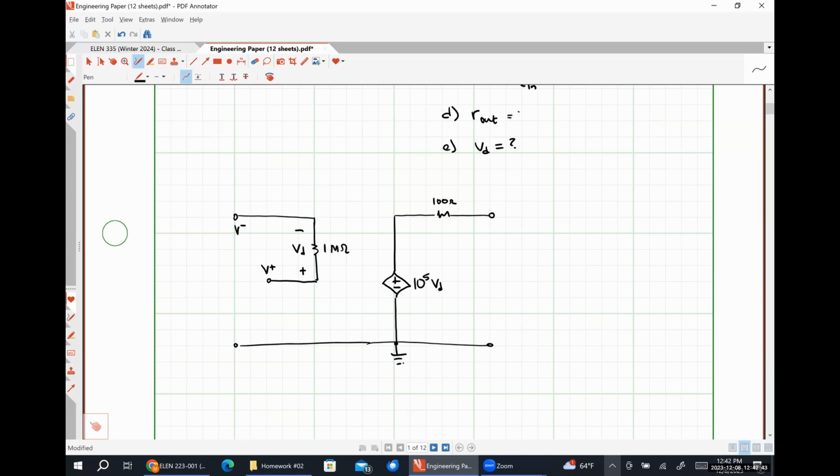Our non-inverting input terminal was tied directly to ground, so I'm just going to put a short circuit here. Between our inverting input terminal and ground, we see that 5 kilo ohm resistor in series with our 1 volt input voltage.